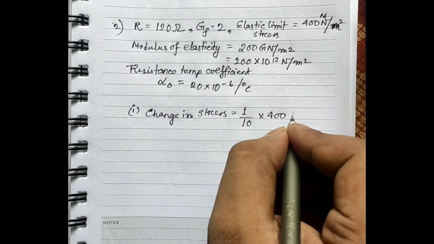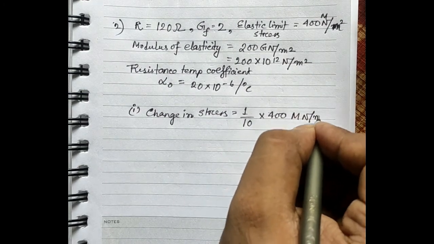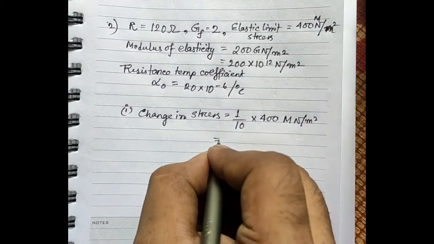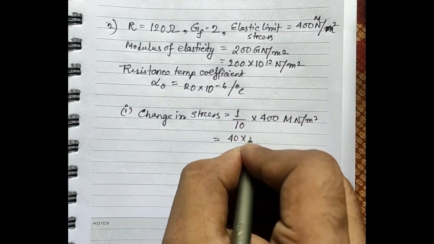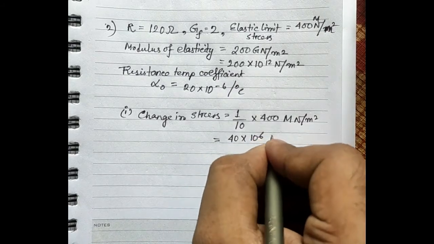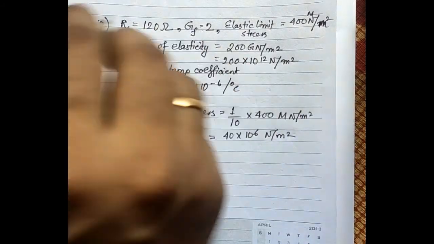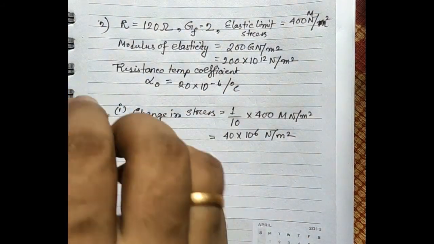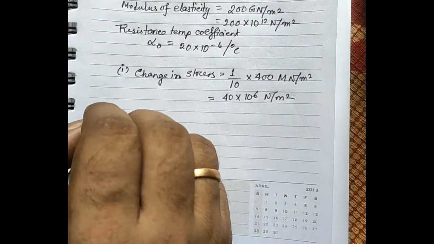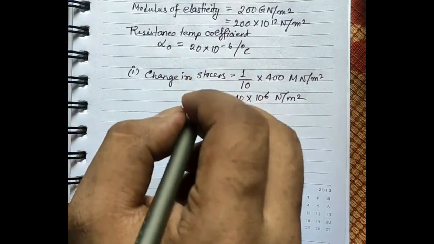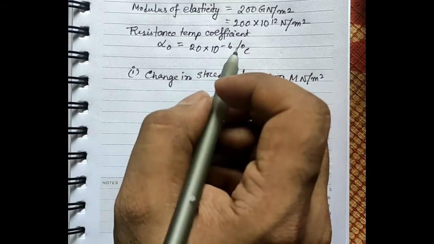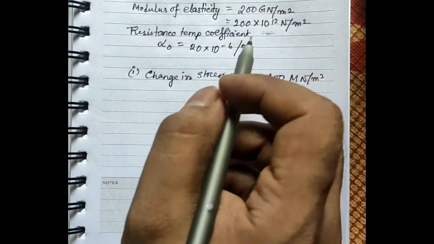Okay, so it is MN per meter square. So this answer will be 40 into 10 to the power 6 Newton per meter square. Then modulus of elasticity is already given. You know that part. Modulus of elasticity is given as 200 into 10 to the power 12 Newton per meter square.